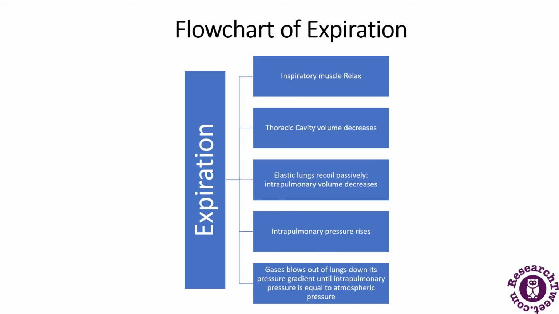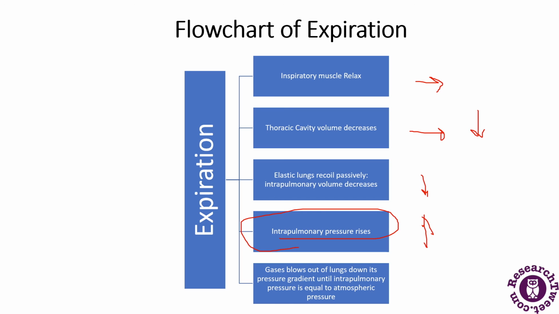Expiration. Here the muscles will relax. It is just the opposite: in inspiration the muscles contract, and in expiration the muscles will relax. There will be a decrease in the thoracic volume, and the elastic lungs recoil passively and the intrapulmonary volume will decrease. The pressure will rise and the volume will decrease.